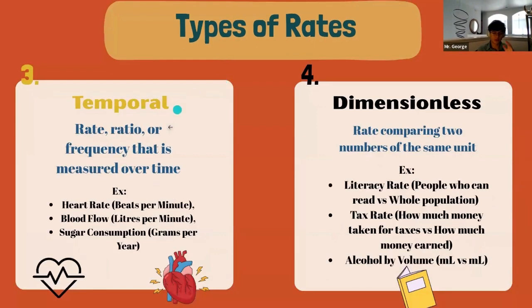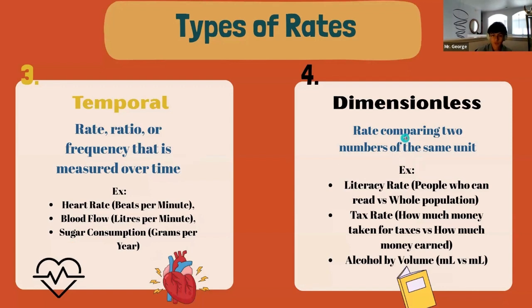All right, so these are more abstract rates. This type of rate is temporal: a rate, ratio, or frequency that is measured over time. You're going to see a lot of these. For example, meters per second, heart rate, which is beats per minute, blood flow, liters per minute, and sugar consumption, grams per year. This is the best exemplification of why we need these units, because they display information that would normally be outside of our range if we only had one dimension. These are just things that measure things over time, right?